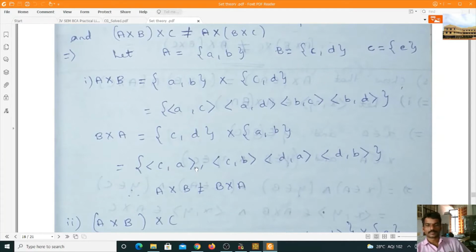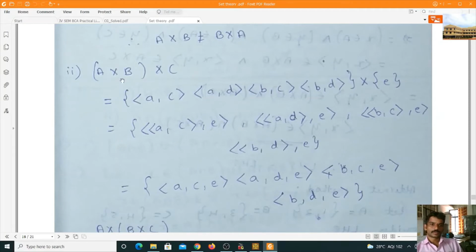So earlier we already discussed the ordered pair. When can you say that two ordered pairs are equal? Ordered pair x comma y equals ordered pair u comma v if and only if x equals u and y equals v. So here a and c are not equal, therefore we can say that a cross b is not equal to b cross a.